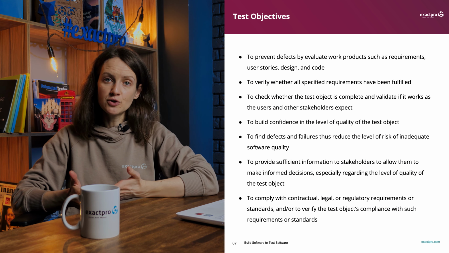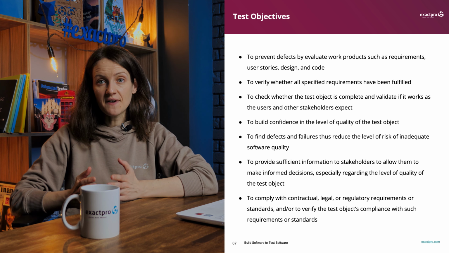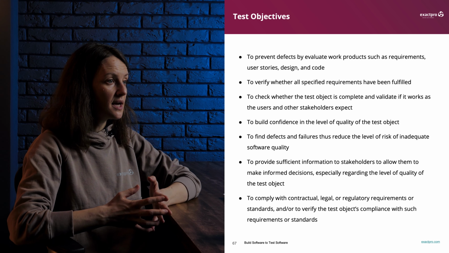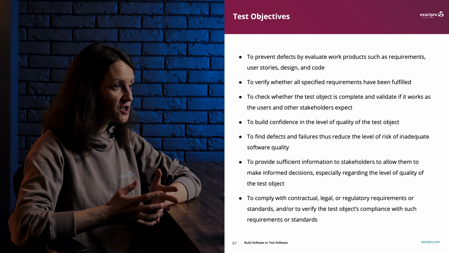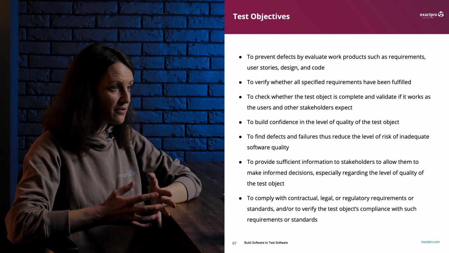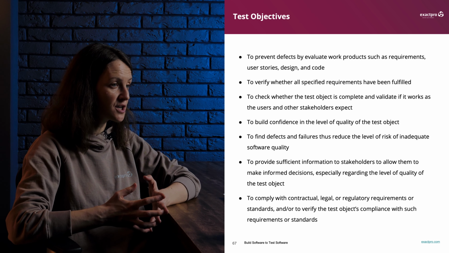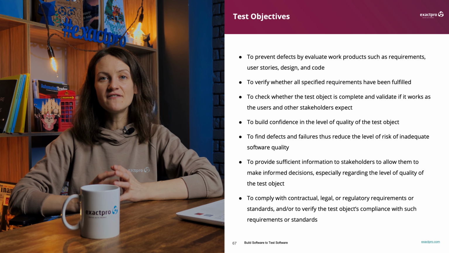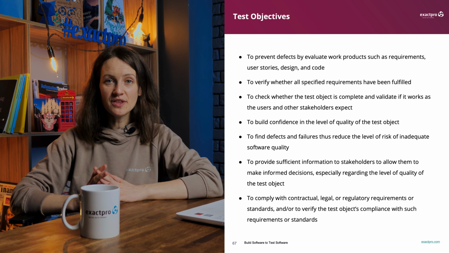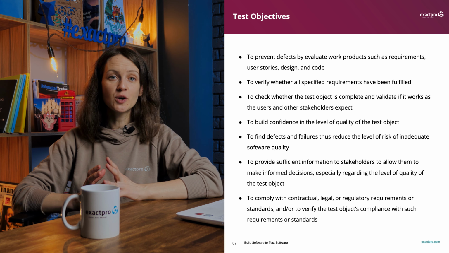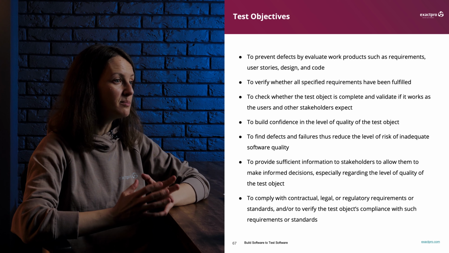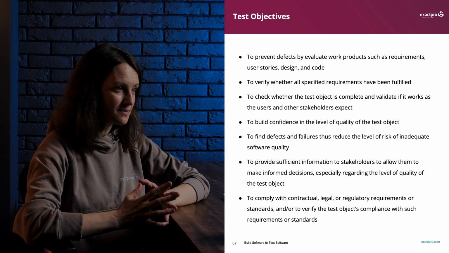The rest is self-explanatory. Objective 5 is to find defects and failures, thus reducing the levels of risk of inadequate software quality. Objective 6 is to provide sufficient information to stakeholders to allow them to make informed decisions, especially regarding the level of quality of the test object. The 7th and final objective is to comply with contractual, legal, or regulatory requirements or standards, and/or to verify the test object's compliance with such requirements or standards.